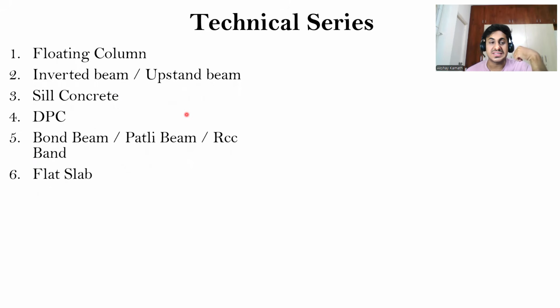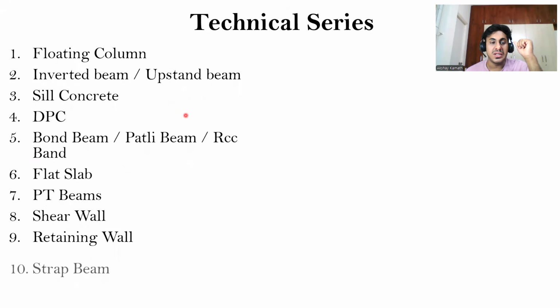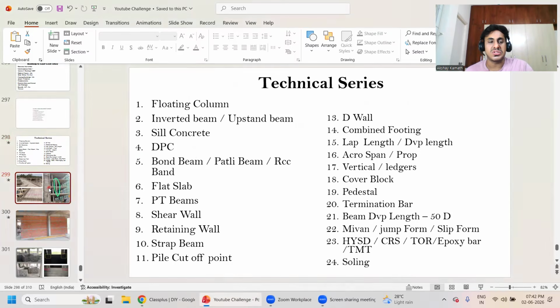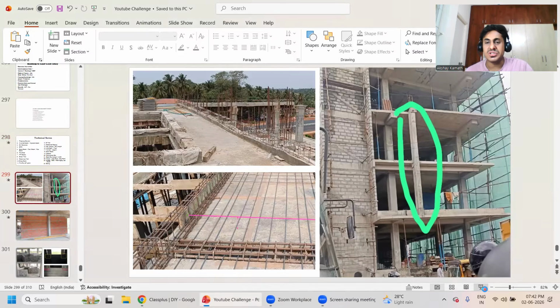We'll see what is this flat slab. We'll try to see what is this PT beam and PT slab. We'll see what is this shear wall. We'll see what is retaining wall. And if time permits, we'll see what is trap beam and pile cutoff point. Okay. So these are the things which we'll concentrate now. So we'll start with the lecture.